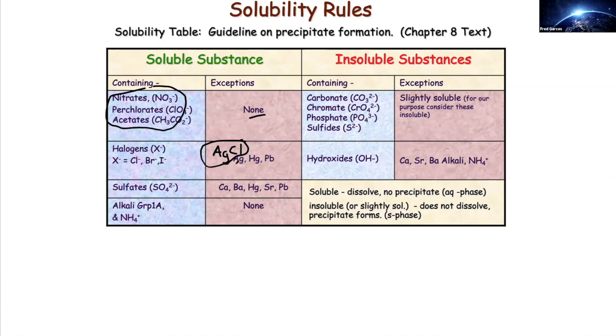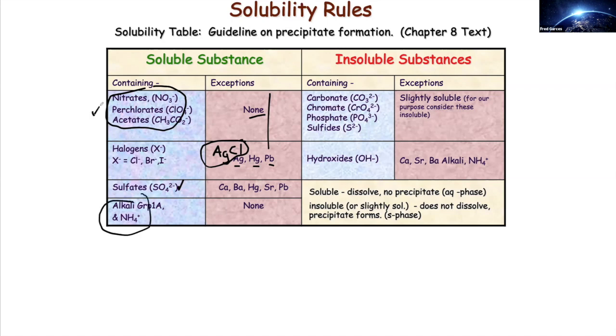So if you've got silver chloride, bromide, or iodide, if you've got mercury chloride, bromide, or iodide, or if you've got lead chloride, bromide, or iodide, they don't dissolve, they precipitate out. That's what this column means, the exception. Sulfates are generally soluble except calcium sulfate, barium sulfate, mercury sulfate, strontium sulfate, and lead sulfate. Otherwise, they're soluble. This is a very important rule right here.